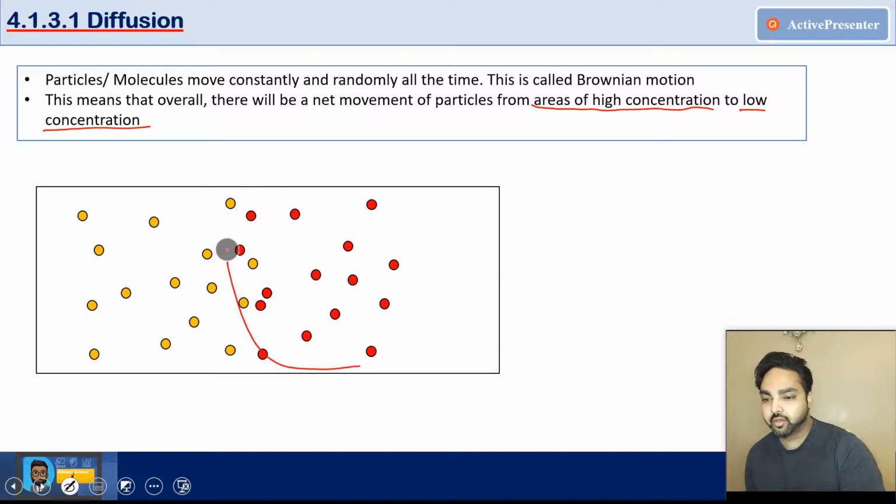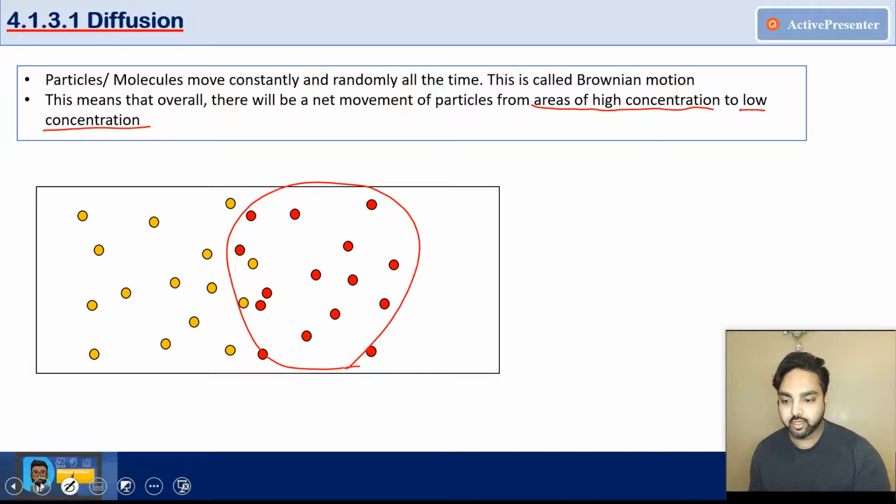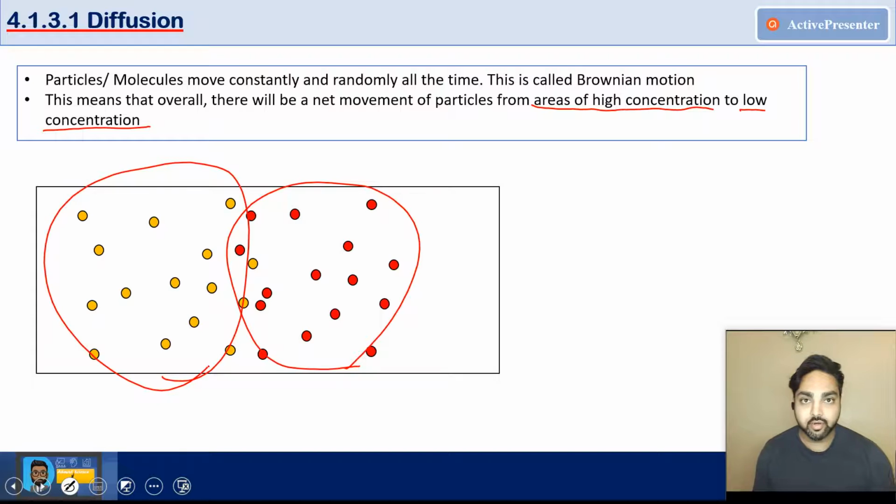What does that mean? Well, if I just focus on this area here, clearly the red particles are in high concentration, there's loads of them, and there's not many yellow particles. So there's a high concentration of red particles and a low concentration of yellow particles. Conversely, if I did the same thing here, the exact same principle applies. There's a low concentration of red particles and a high concentration of yellow particles, and pretty much no red particles whatsoever.